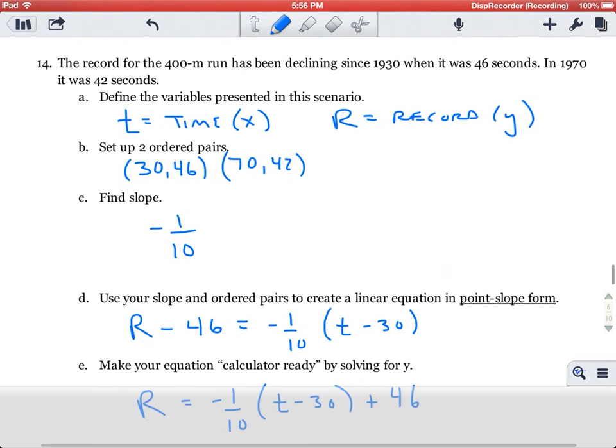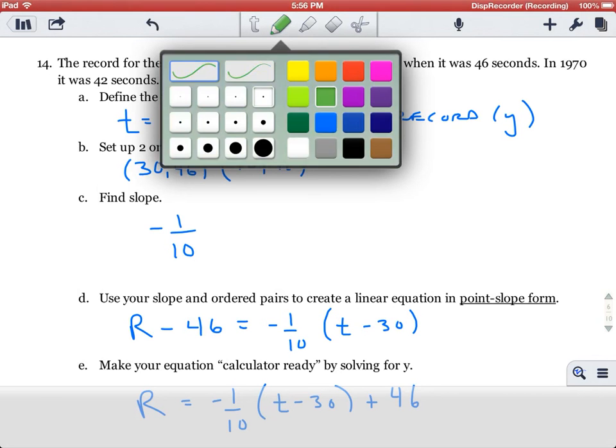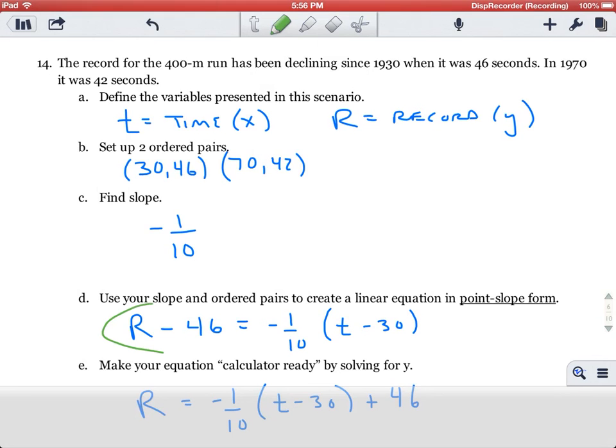And question number 14. Time was x, t, and the record was r or y. We can set up the following ordered pairs. We can simplify the dates with 30 and 70. The slope comes out to be -1/10. The point slope equation simply looks like this.